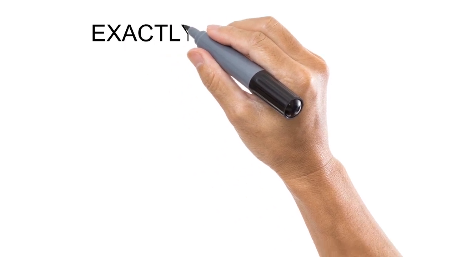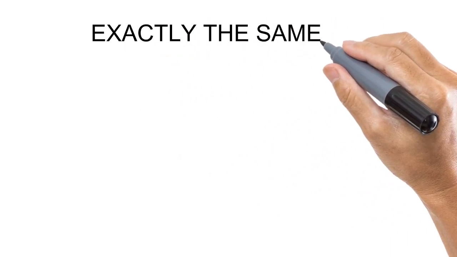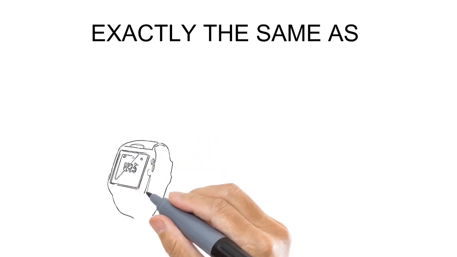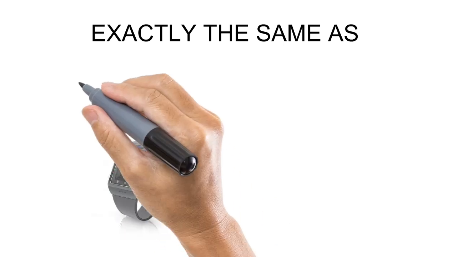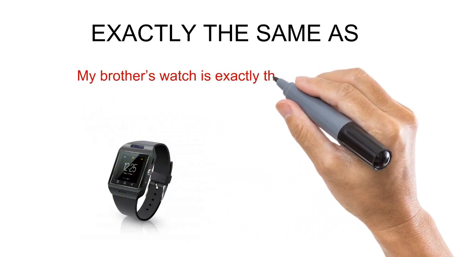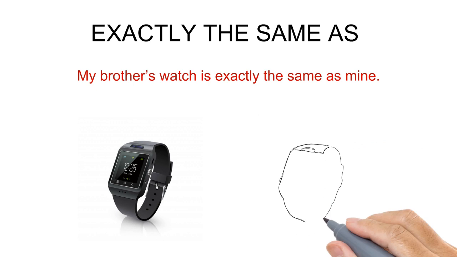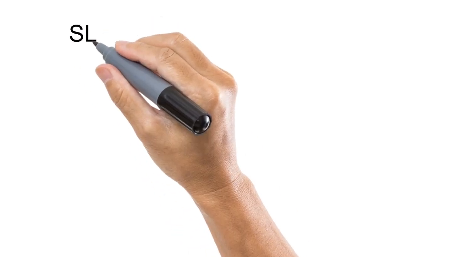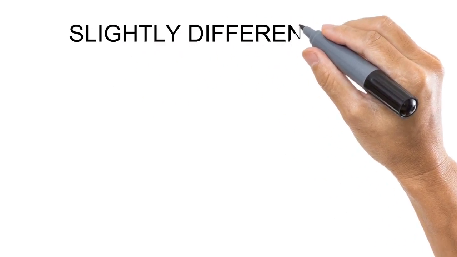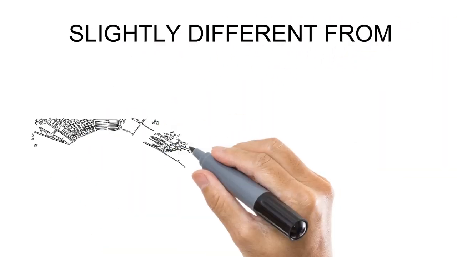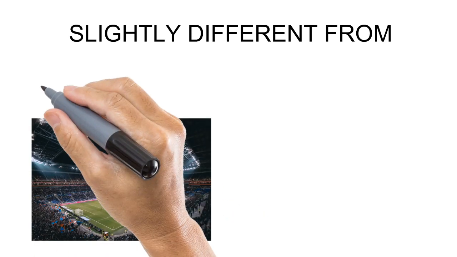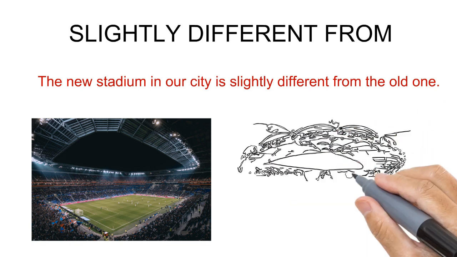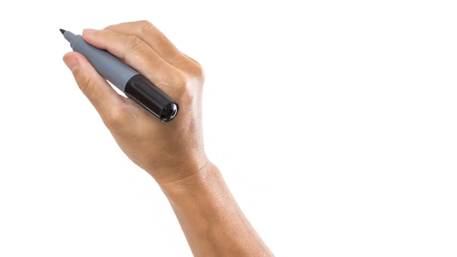If there's no difference between two things, when two things are identical, we use exactly the same as. For example, my brother's watch is exactly the same as mine. This means there's no difference between my brother's watch and my watch. If there's a small difference between two things, we use slightly different from. The new stadium in our city is slightly different from the old one. It means there's a small difference here.